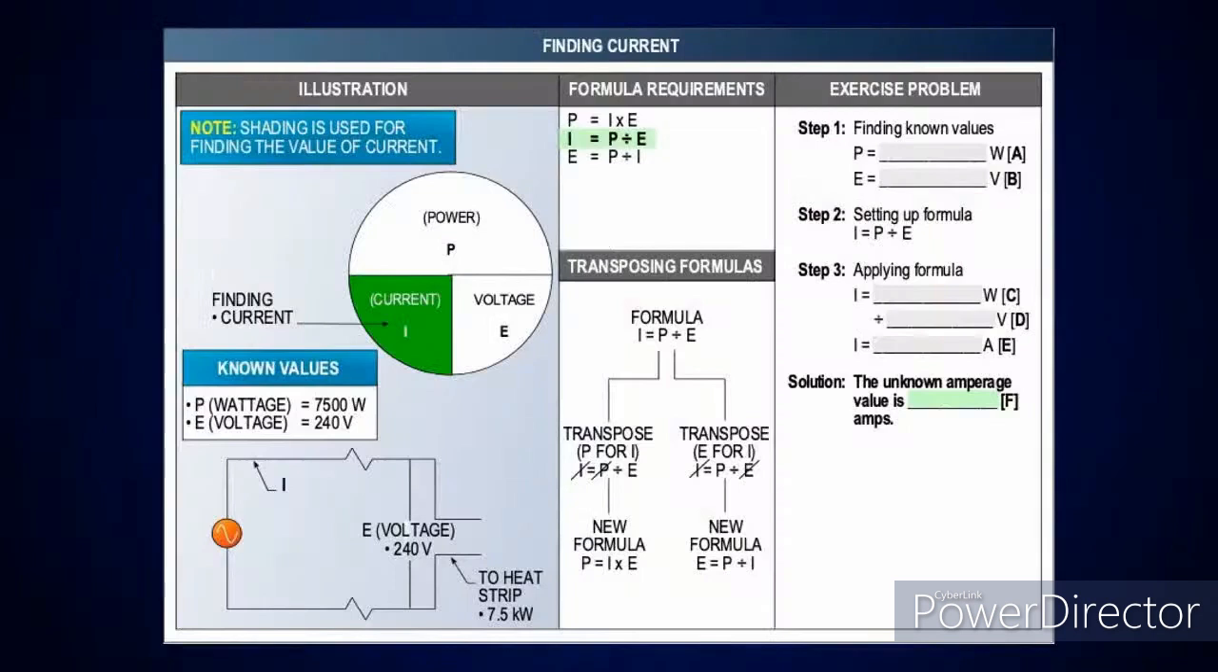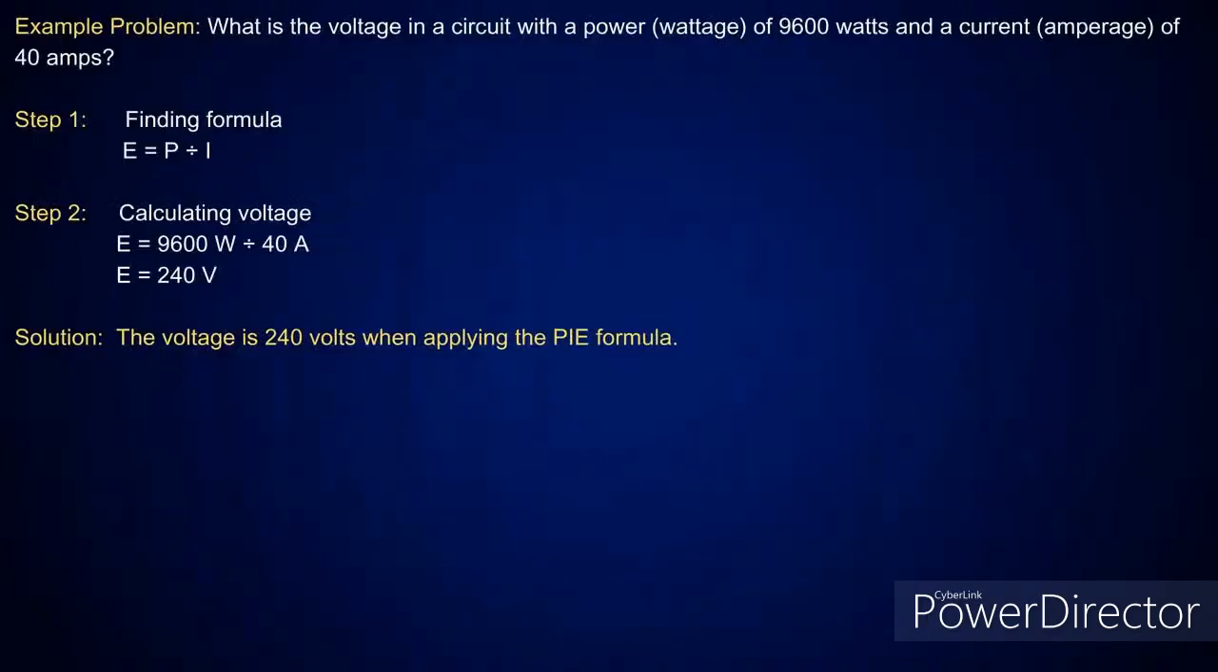And then if you look here, we're going to use the same values again. There's your I, P over E, divide the E into the P, and once you know the values, it's going to tell you what your amp rating is. Now I'm going to find the voltage.